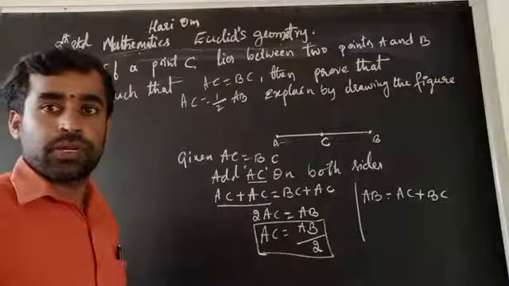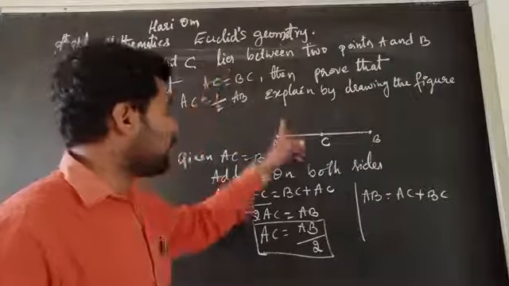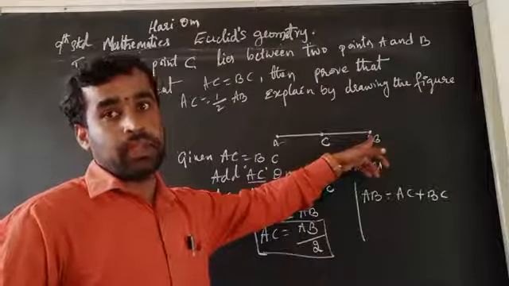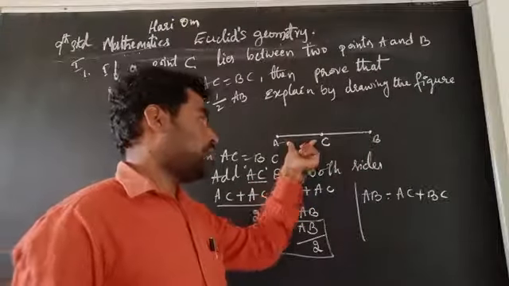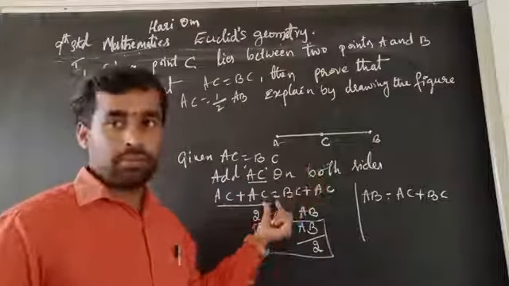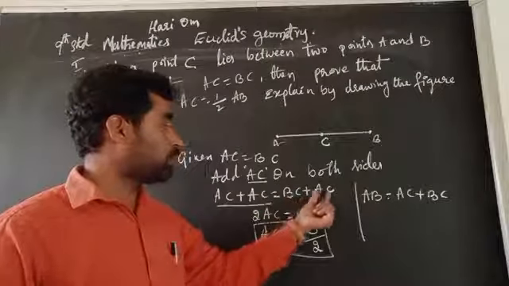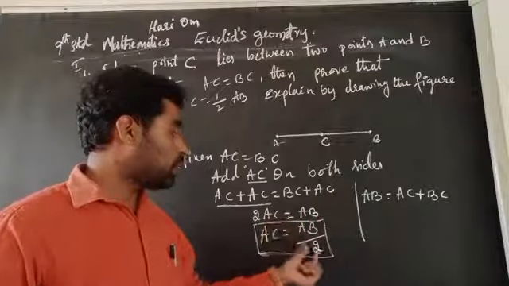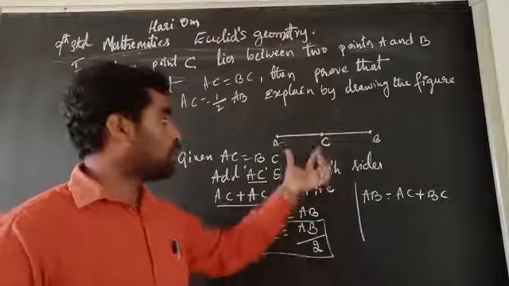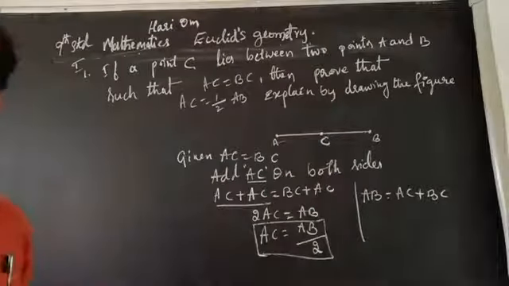Is it clear, students? So what I have taken? By the given I have taken AB as the line segment and C is a point on the line segment AB. Then the given AC is equal to BC. Now I am adding AC on either side. We are adding equals on either side. AC plus AC, 2AC. BC plus AC is equal to AB. Take 2 as cross multiplication. Therefore, AC is equal to AB by 2. Therefore, AC is half of AB. Is it clear, students? Take down this one.